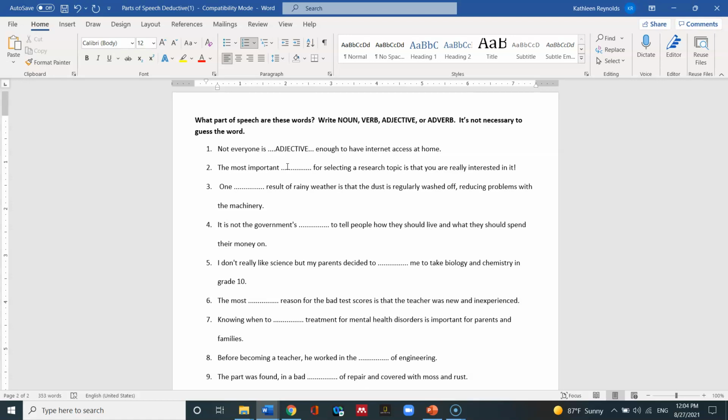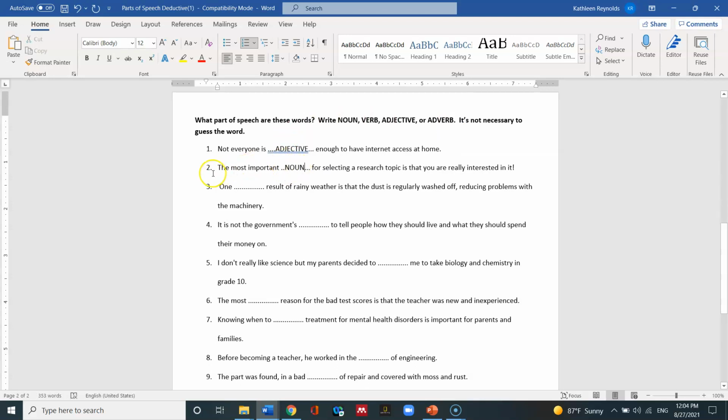But that doesn't always work well, okay? So let's look a little more deeply. When we have a sentence like this, the most important for selecting a research topic is that you are really interested in it. Which part of speech should go in the blank? Should it be a noun, verb, adjective, or adverb? Let's see. I know the answer to this, and it is that it should be a noun.